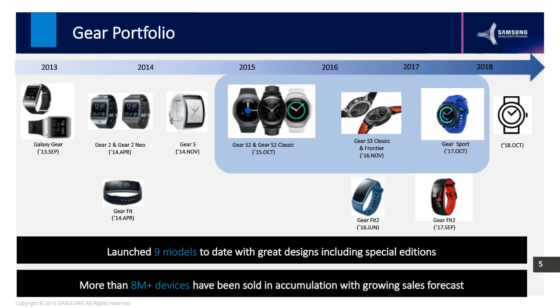So let's get started. For those who are new, these are the series of smart watches that Samsung has released so far. We have launched almost 9 models, and we have sold more than 8 million devices in total. And we have one more new watch that will be released at the end of this year in October.